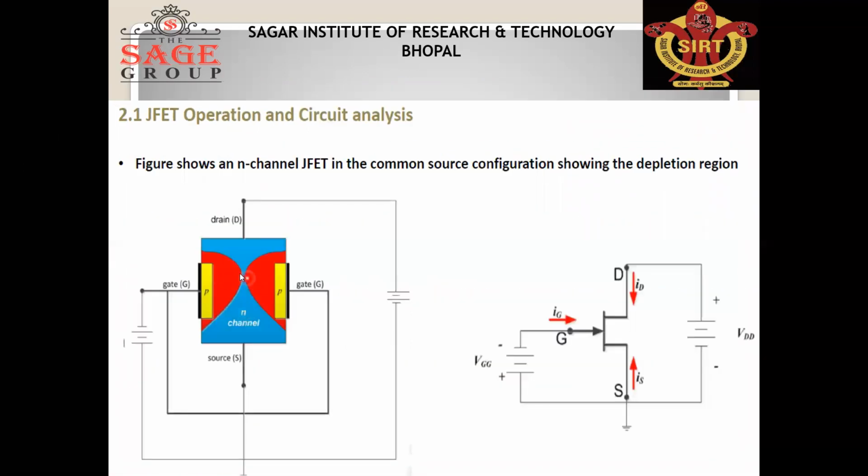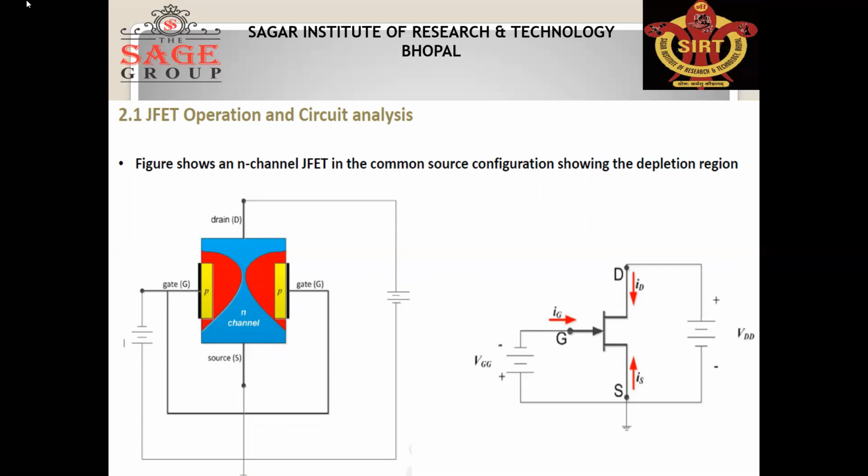The width of the depletion layer is controlled by the voltage applied at the gate terminal. The depletion layer can be increased or decreased by applying the electric field at the gate terminal. If the depletion layer increases or decreases, the channel width also increases or decreases, and the current is also controlled. Current will also increase or decrease in the N-type semiconductor bar.